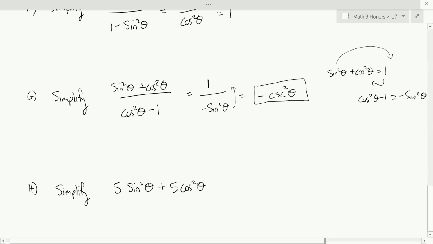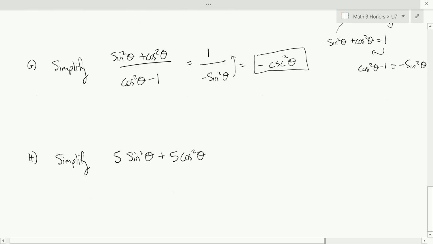Yeah, I heard some of you say it's 5. Why? Factoring. Okay, if you factor out the 5, what's left is sine squared theta plus cosine squared theta, and that's your identity that says that's equal to 1, and you get 5.